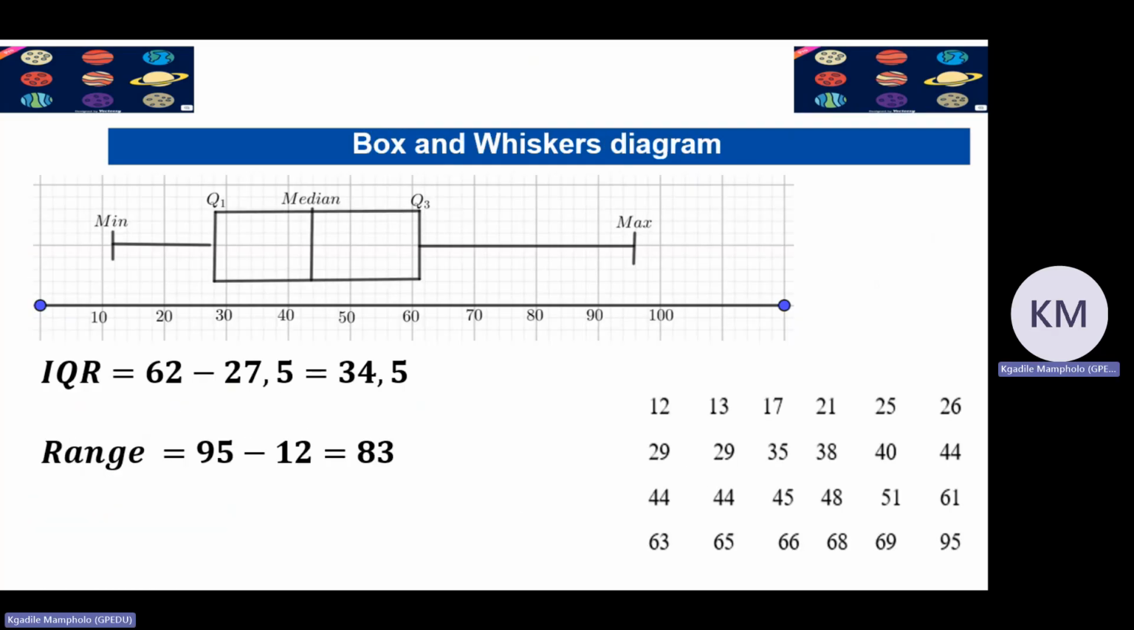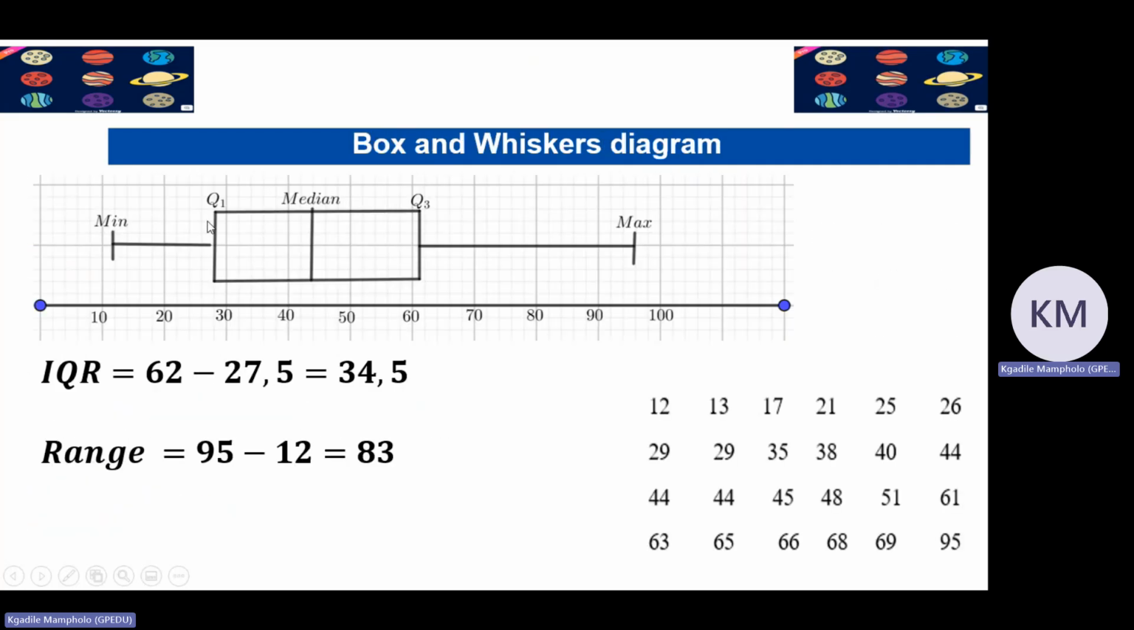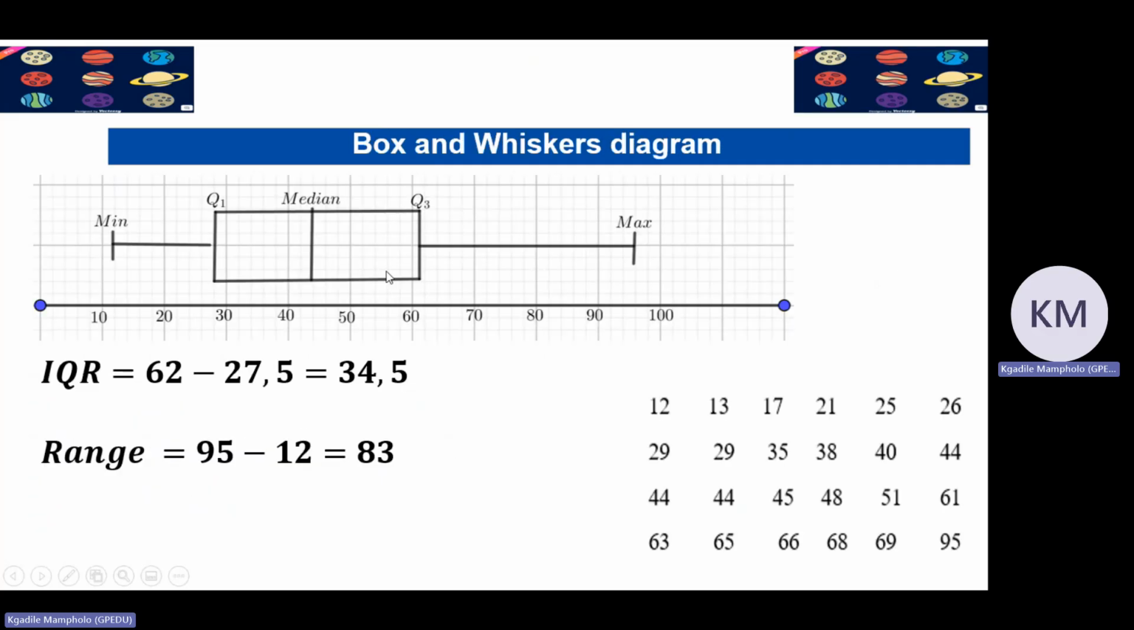Now this 5-number summary can be represented in a box and whiskers diagram. So this will be the minimum, which is 12 in this case, then the next one will be the Q1, which is 27,5. You see it's around 27. Then you have a median, which is 44. Then you also have the Q3, which is 62. Then the maximum will be 95.